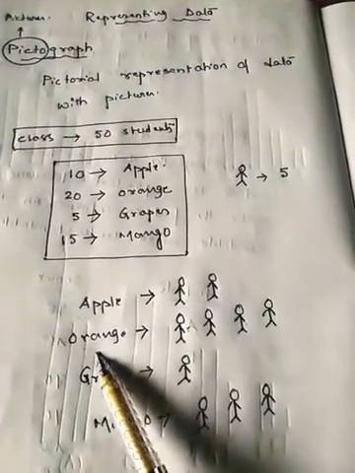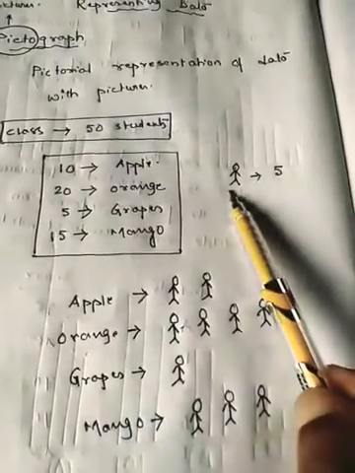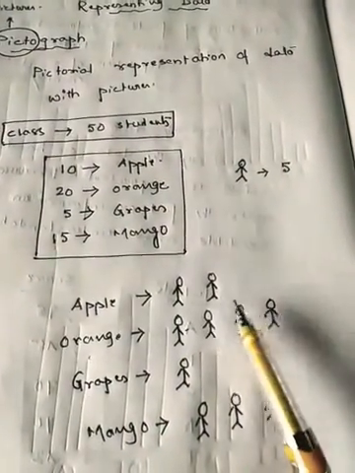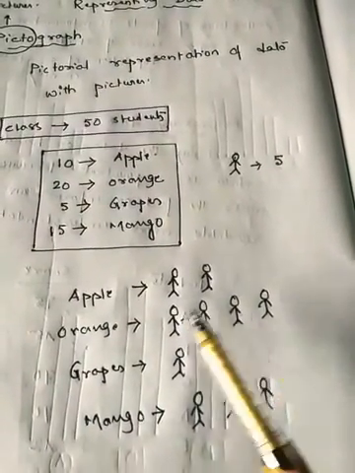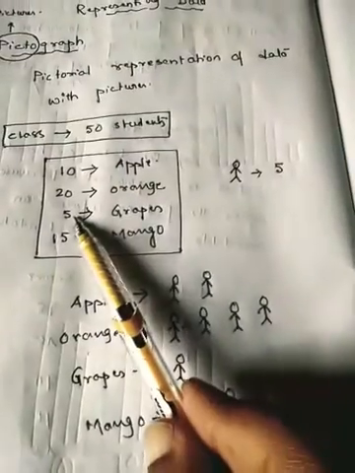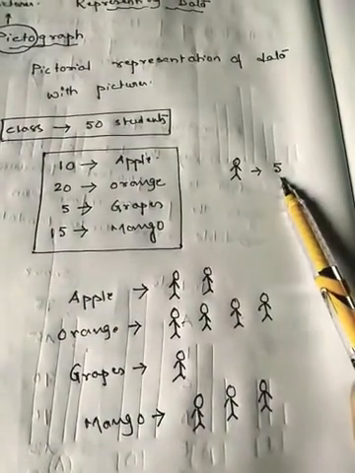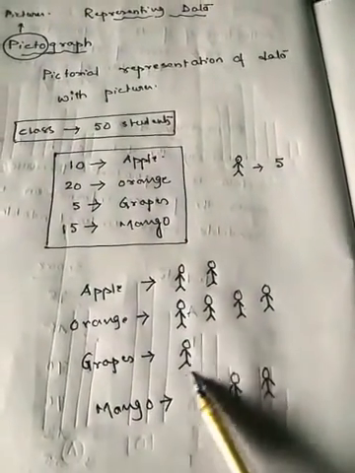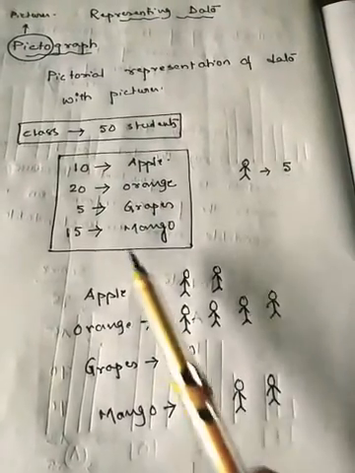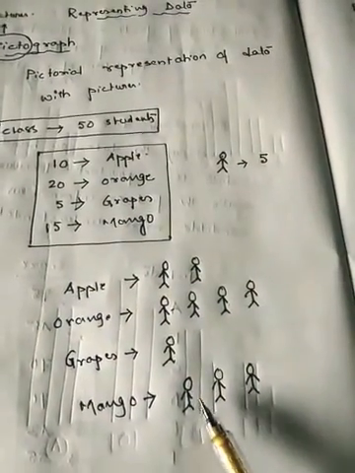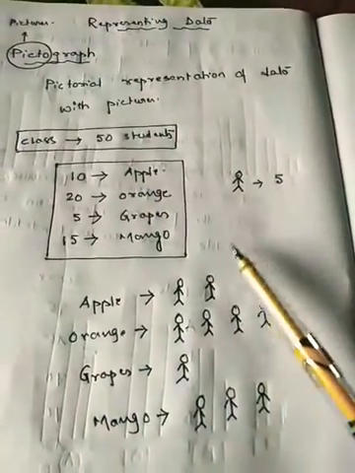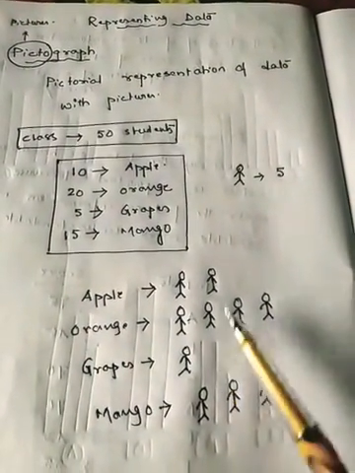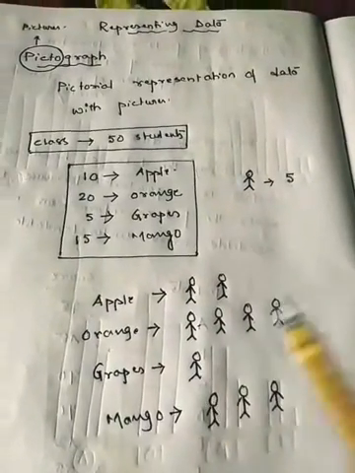Now, orange is 20, and one symbol represents how much? 5. So 5, 5, 5, 5. This will come up to 20 if you add it. Grapes, how many? 5 students. So one symbol represents how many students? 5. So how many symbols would be there? Only one, that is 5. Mango, 15 students. So how many symbols would be there? 3. So this is how we represent our data in a pictorial way, that is with the help of a picture. It's very, very easy.